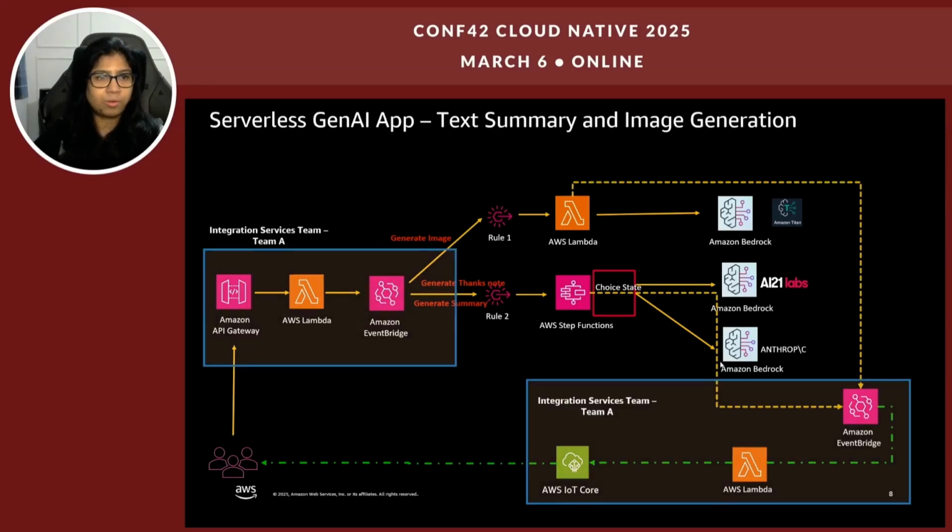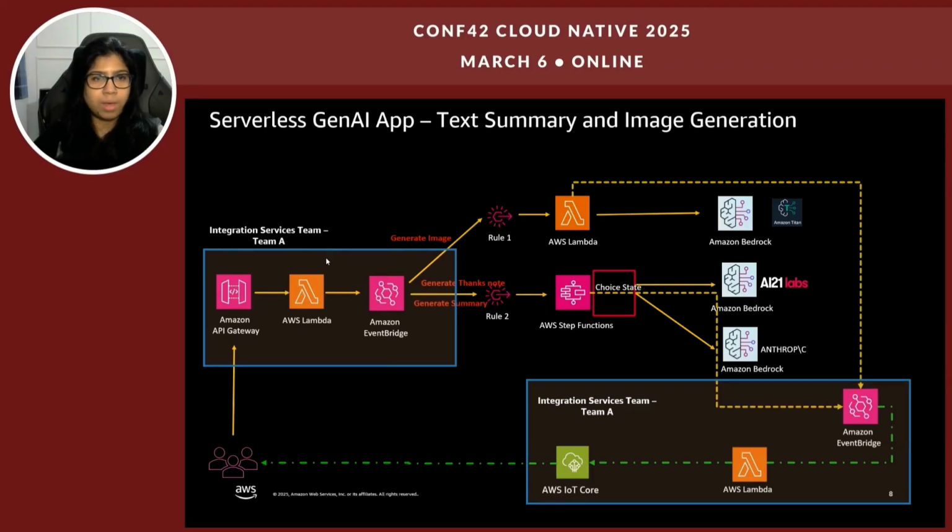For example, there could be an integration services team whose responsibility is to bring the data from, let's say, your front end to your middleware, and then at the same time, take the data from your backend back to your front end. So in this case, you have an API gateway through which you get, if you remember the demo, whatever you type in the front end coming to the API gateway and going to a Lambda, and then it gets published as an event in EventBridge. This is a fully event-driven architecture.